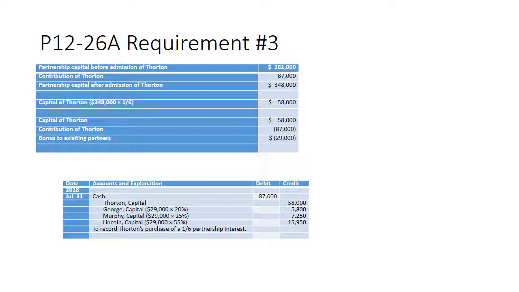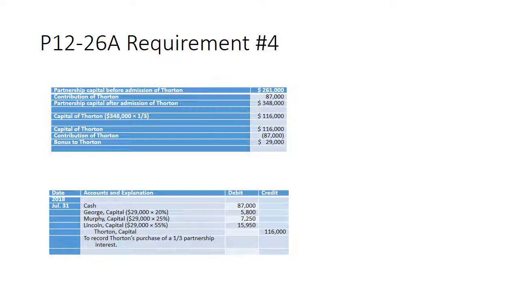So capital George will go up by 20% of $29,000 or $5,800. Murphy's capital will go up by 25% of that $29,000 difference, and Lincoln's capital 55%. So they get that extra money put into their capital account that was given by Thornton. Pretty nice deal, huh? But Thornton said, hey, I want to be in the partnership. That's cool by me. And that's how that happens.